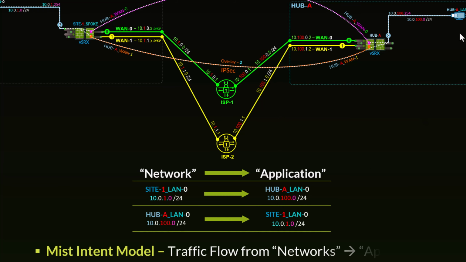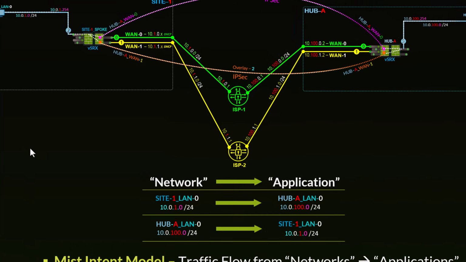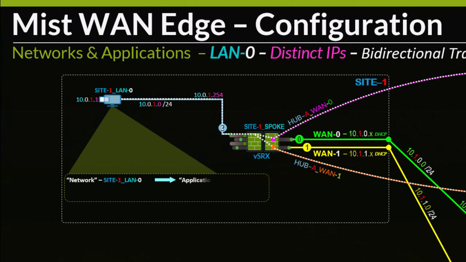Also, when hub A would want to send traffic to site 1 LAN 0, we would need to create a network for hub A, attach this network to the hub on ge-0/0/3, and then also create an application which will be referred to as spokes LAN 0 or site 1 LAN 0, that will allow traffic from hub to spoke. So in this case, again, as I mentioned, what we want to do is on the spoke, we're going to create a network called site 1 LAN 0, and it would then be used in order to allow traffic flowing to hub A LAN 0.